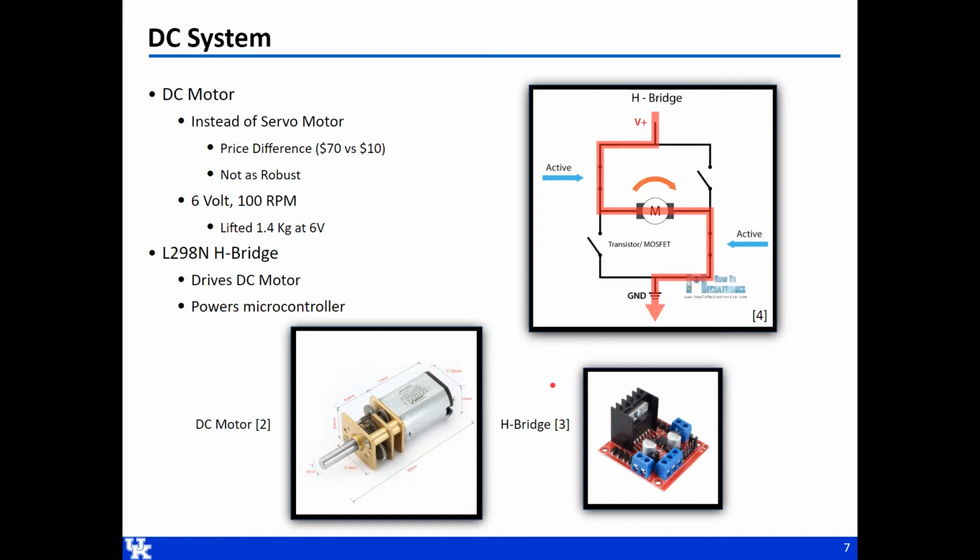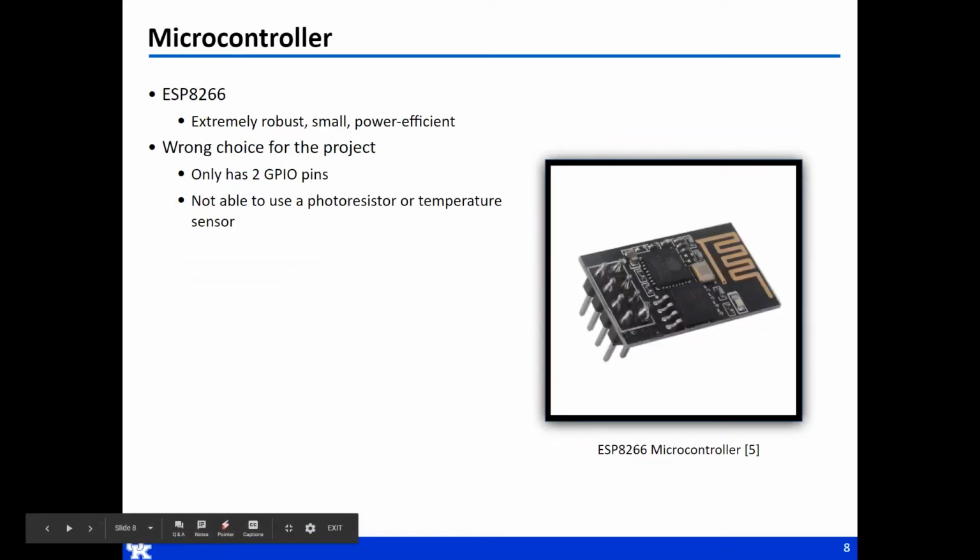As we said, we wanted to use a servo, but ended up going with a DC motor instead. Now on to our microcontroller. We ended up going with an ESP8266. This microcontroller was not necessarily the best choice for this project. We realized this too late as our code was mostly written and the project timeline had mostly passed. We found this out very recently.